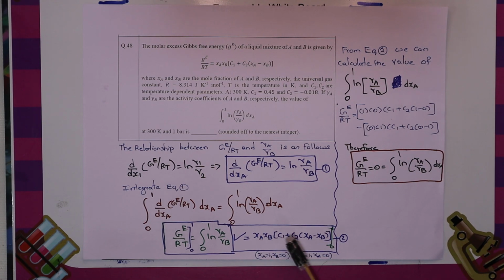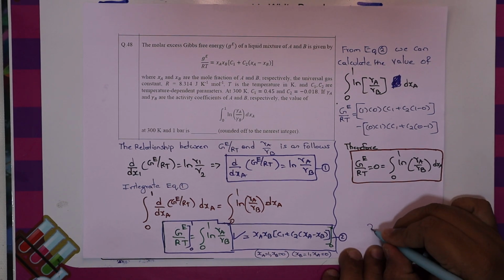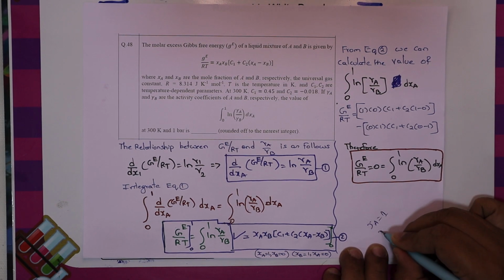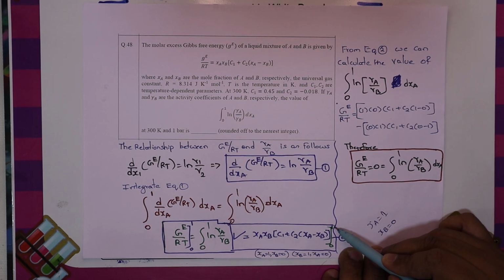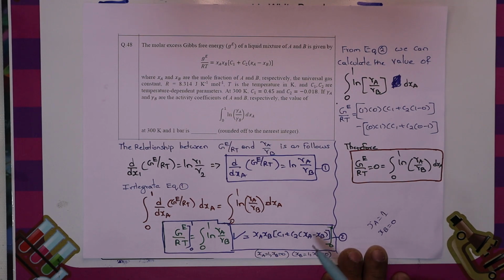Then wherever you see the XA, you are supposed to put the value of 1. Wherever you see the XB, you are supposed to get the value of 0, because when XA equal to 1, XB equal to 0. That means if you put the limits XA equal to 1 here, then this entire expression will be equal to 0 because XB equal to 0 here.